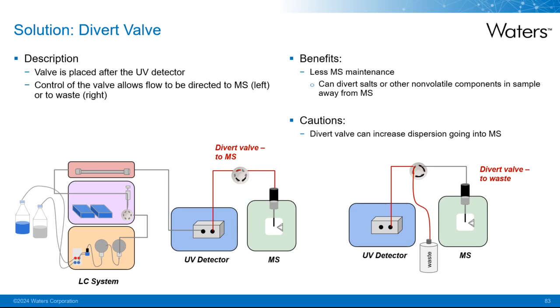It's also worth remembering that a divert valve does not mean that the system is compatible with non-volatile buffers. You'd still have precipitation in the MS source during that portion of the run if it's not diverted away from the mass spec. You will also need to use low volume tubing that will reduce the extra column dispersion into the mass spec to ensure good peak shape and analyte sensitivity.